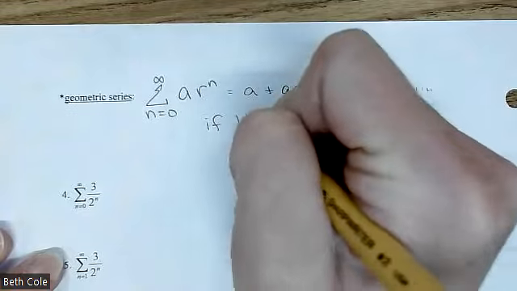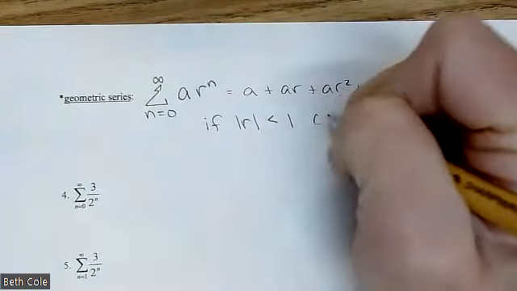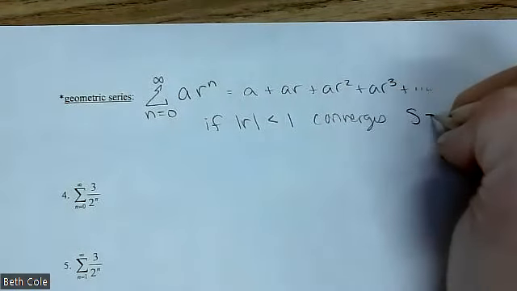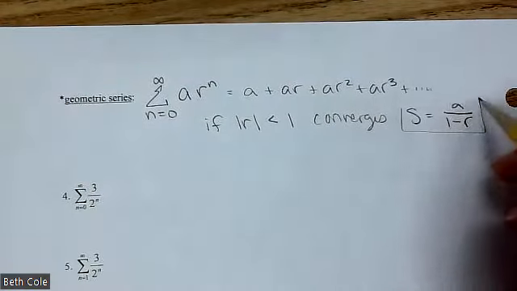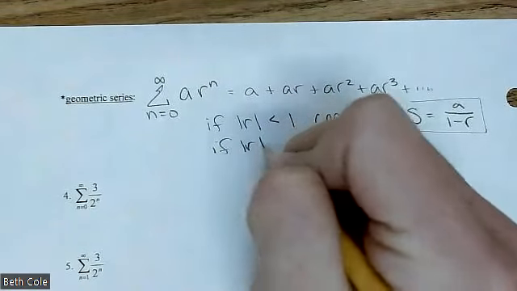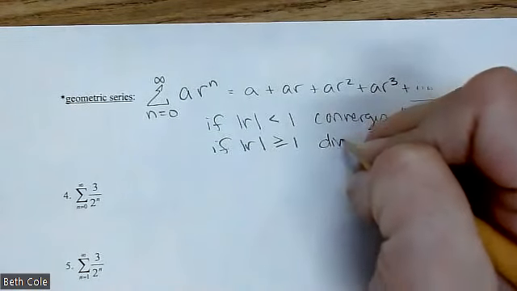So if the absolute value of r is smaller than 1, then it converges and your sum is a over 1 minus r. If it converges, you can actually get an answer, and that's your formula to find it. If your absolute value of r is bigger than or equal to 1, I put the equal to on there, but r can't be 1 because if you keep multiplying by 1, nothing's going to change. Do you get what I'm saying there? r won't ever be 1. But anyway, greater than or equal to 1, it's going to diverge.